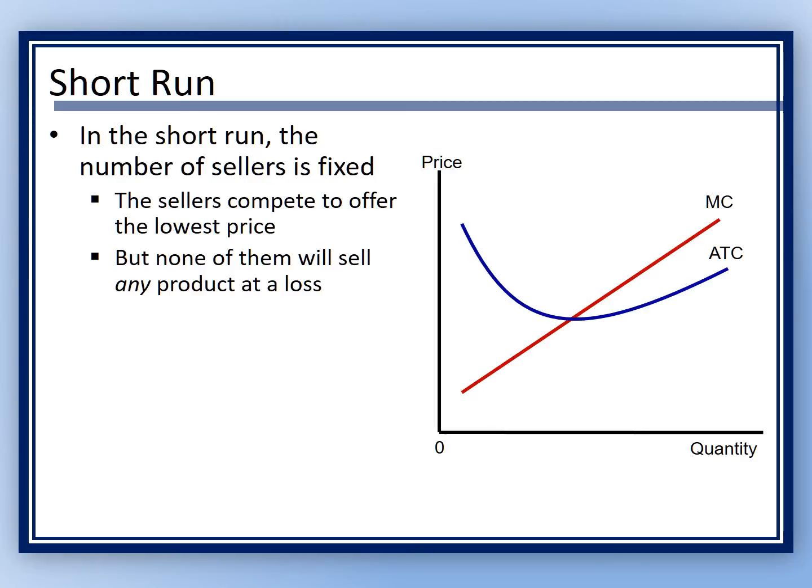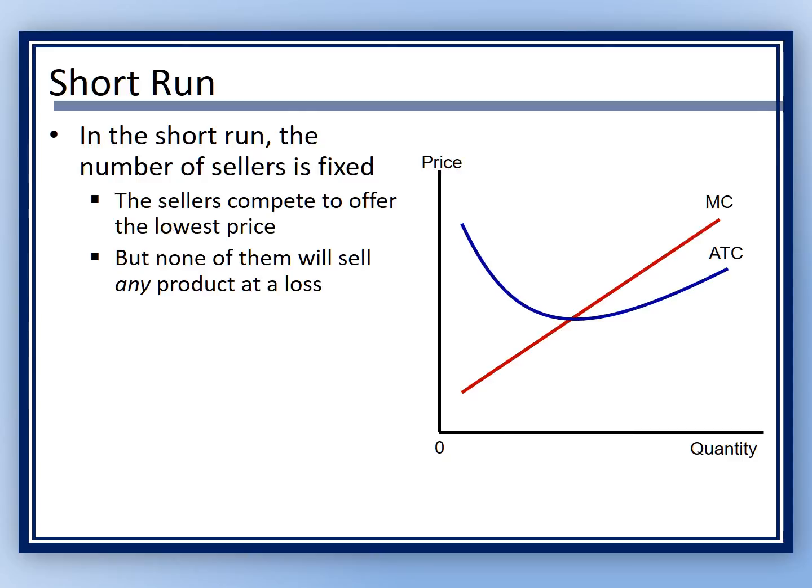Right? So they're not going to sell at a loss. What does that mean? Let's say there's a customer, and she wants to buy the product from one seller. The seller looks at their cost of producing that product and says, well, okay, if I produce this product for you, it would cost me $100. So I'm going to sell it to you at $100.